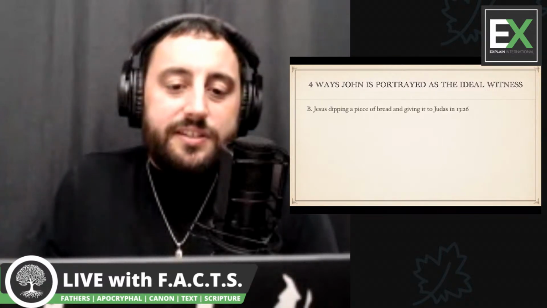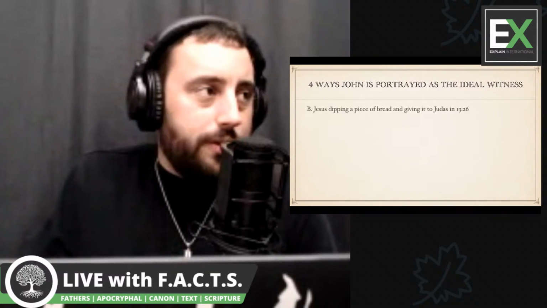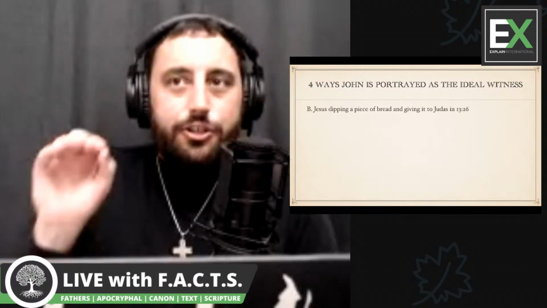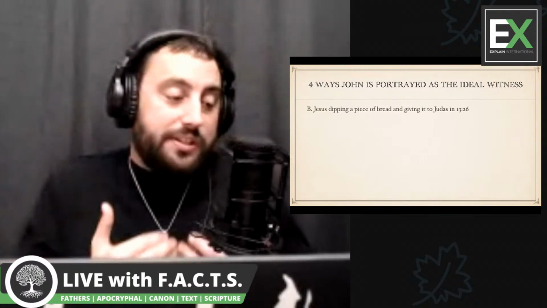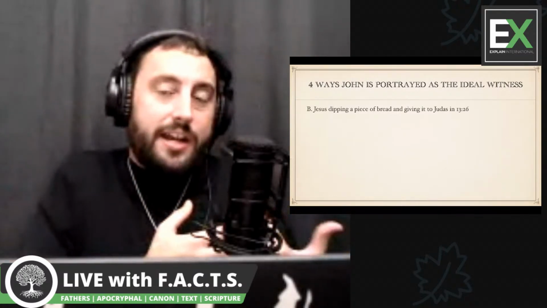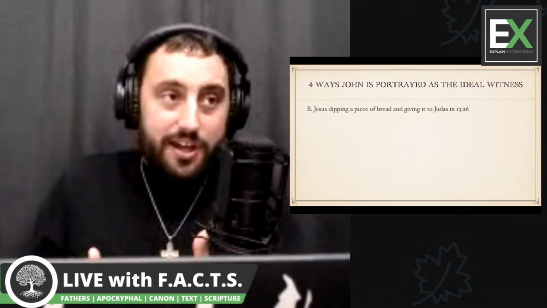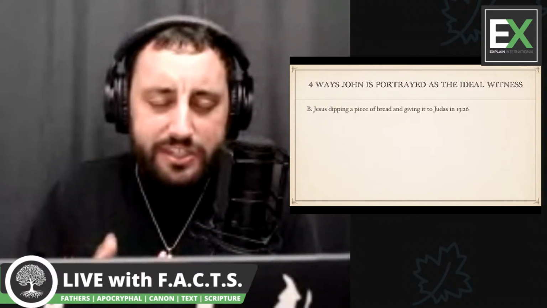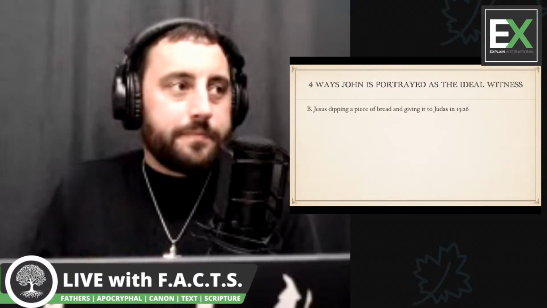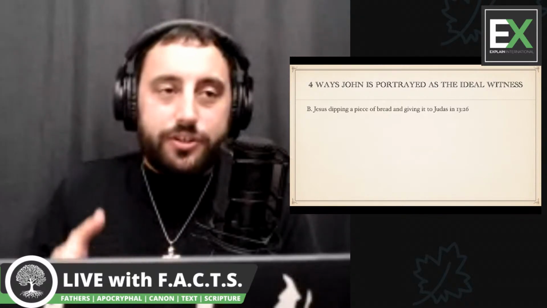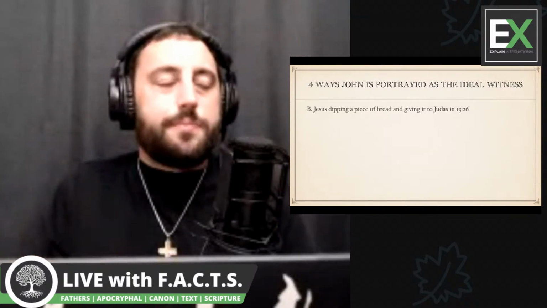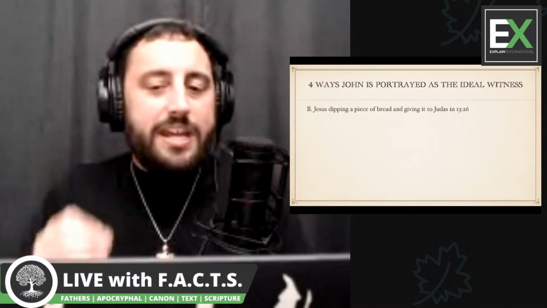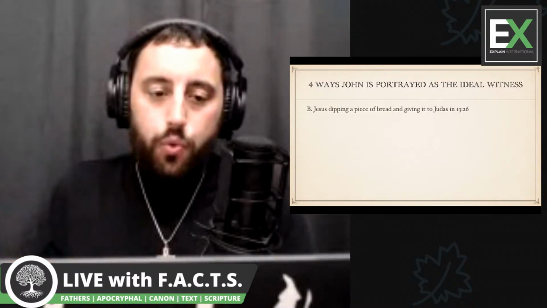Also, Jesus dipping a piece of bread and giving it to Judas in chapter 13, 26. He took time to express, and naturally, he was laying on the breast of Jesus on one side, and Judas was on the other side. He would have seen that and paid attention to that more than anybody because he was sitting right there. The other disciples did not include this, or this was not included in the details as much as what John gave when he was on the scene and he saw it with his own eyes.